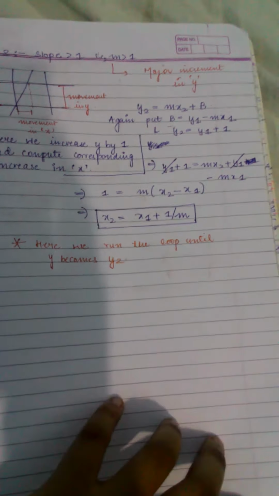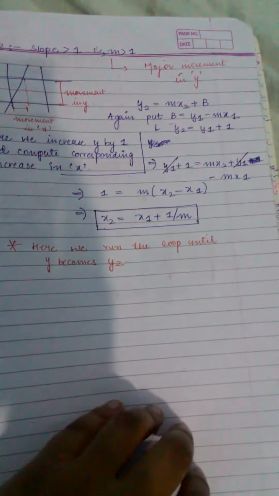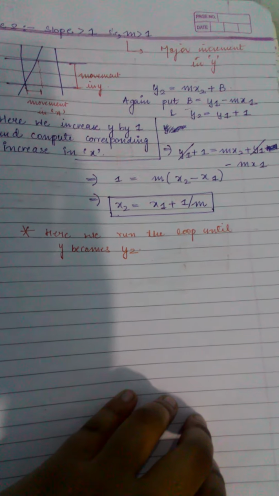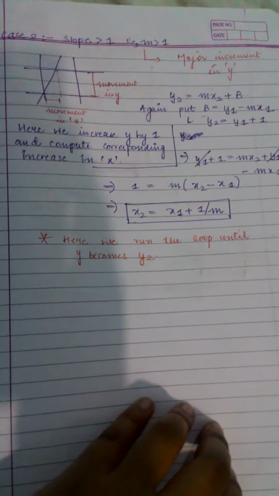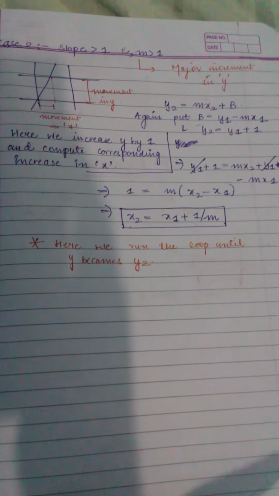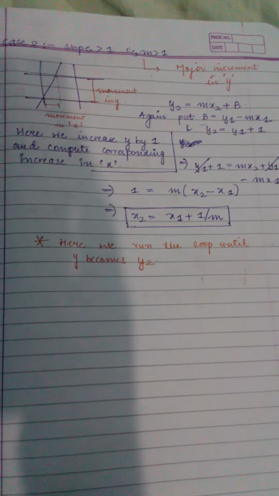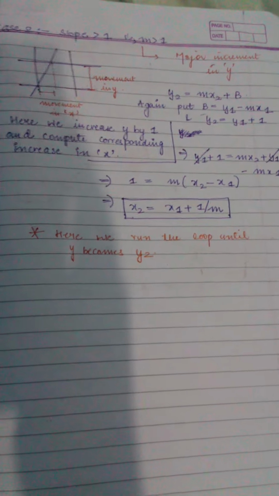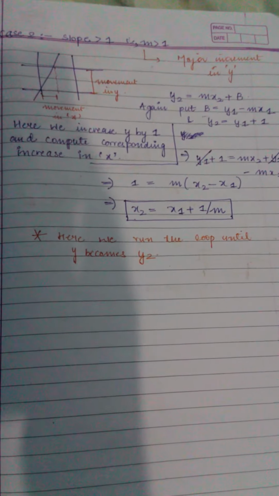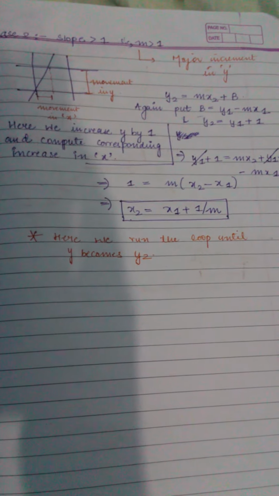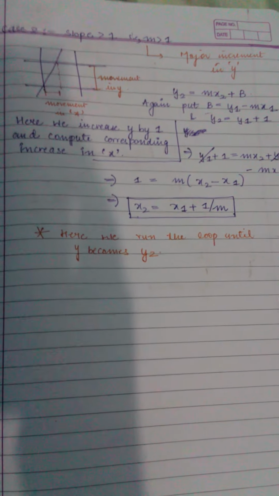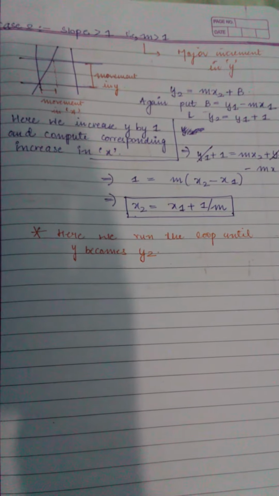So now we can conclude that x2 = x1 + 1/m. This shows that in this case, for an increase in y by 1, the x increases by a value 1/m. Can you guess till when we will run the loop in this case? We will start from y = y1 and keep running the loop until y becomes y2.